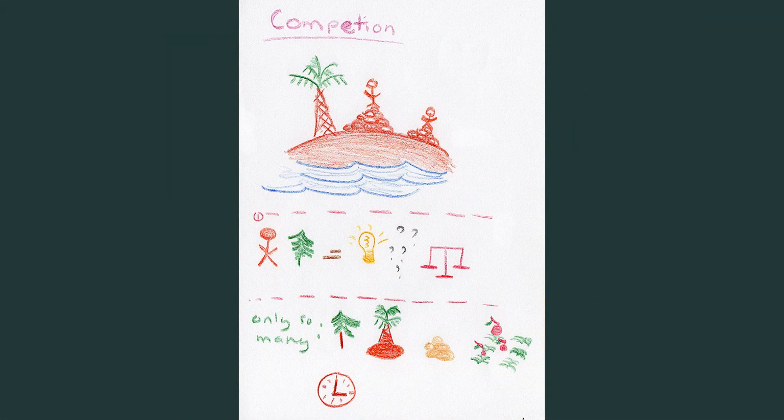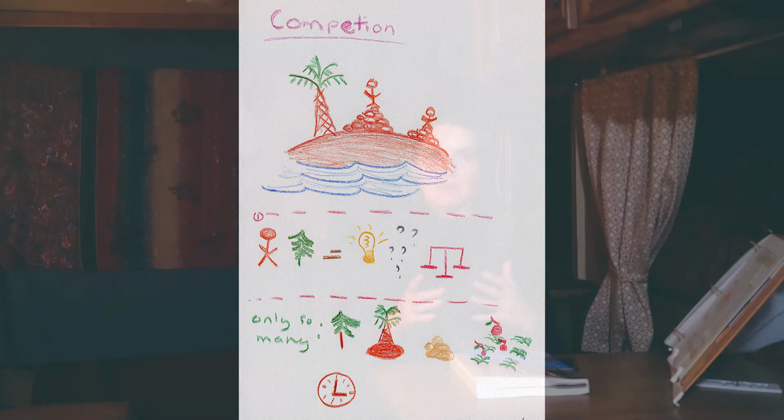Then on the bottom, we have "only so many." This gets back into the competition, that one reason why human beings are competitive is because there's only so much time. There's only so many trees. There's only so much land that one can own. There's only so much gold on this planet. There's only so much food. So we're always going to be competitive because there's only so much of something.